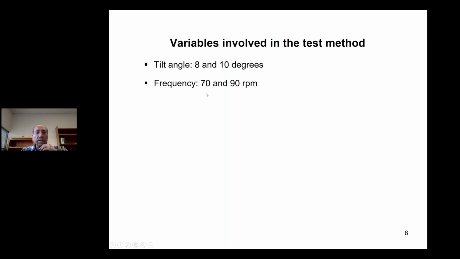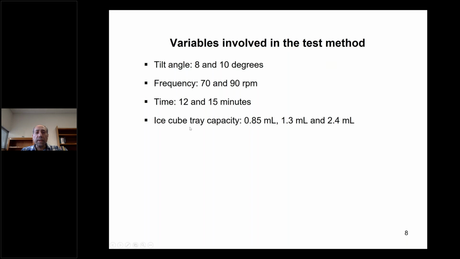Also, the frequency was 70 and 90 RPM. The time was 12 and 15 minutes. Ice cube tray capacity was 0.85 milliliter, as I mentioned before, and 1.3 milliliter. Most of the tests have been done using this one, and 2.4 milliliter. So in case of 2.4 milliliter, we did not fill the mold with 2.4 milliliter. We just used 1.3 milliliter.